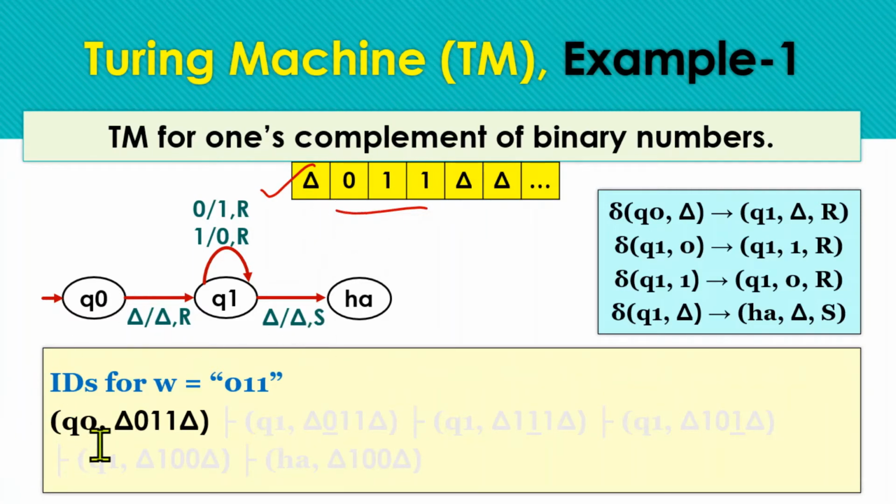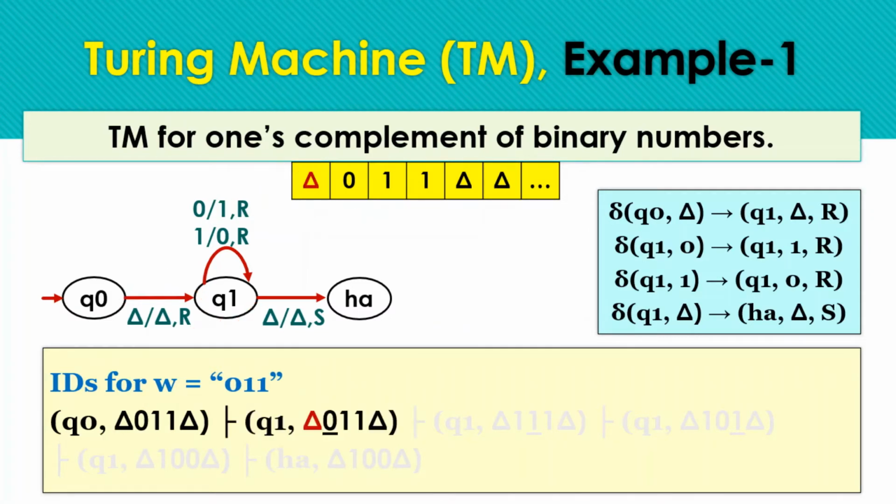So here we are starting with Q naught as the initial state, and the present tape symbols are these. As the input and output are both on the same tape, we are considering the tape symbols only. But in case of PDA, we were also considering the stack symbols for every ID. So here we are just considering the present state and the present tape symbols. At the first time for Q naught, from the initial state, the first symbol to be considered is this blank, and after considering this blank, we are moving to Q1, replacing blank with blank.